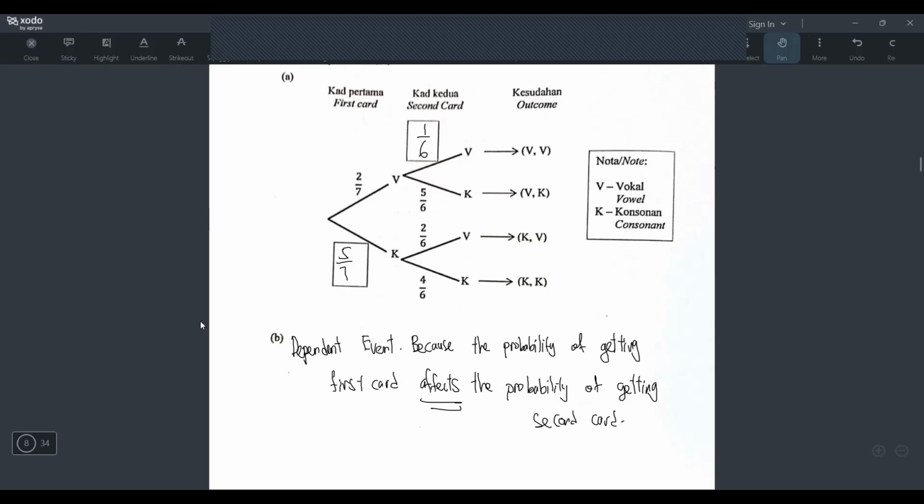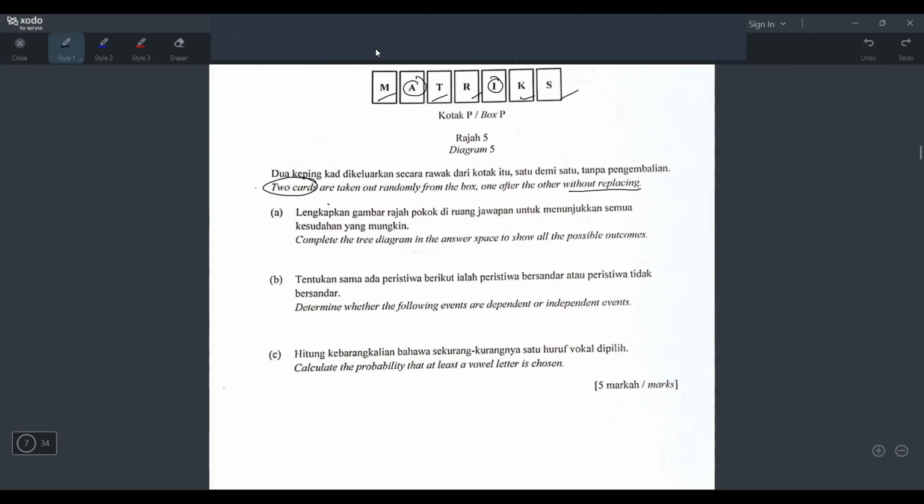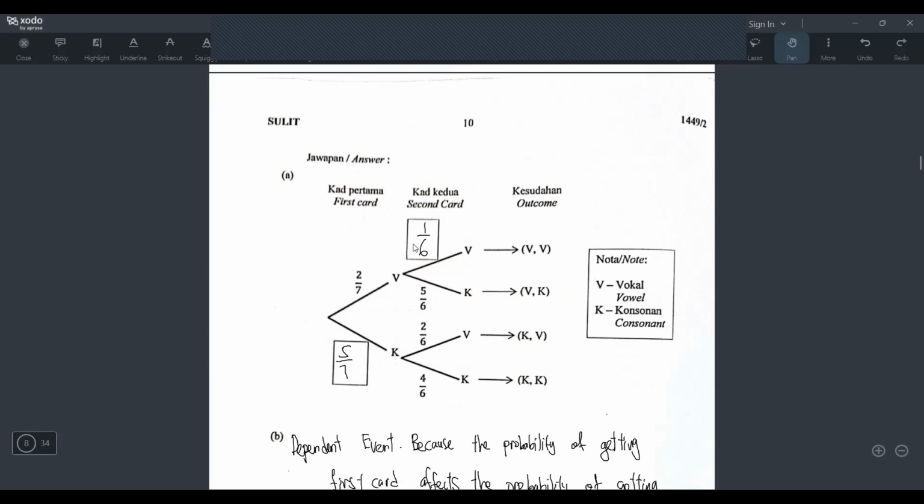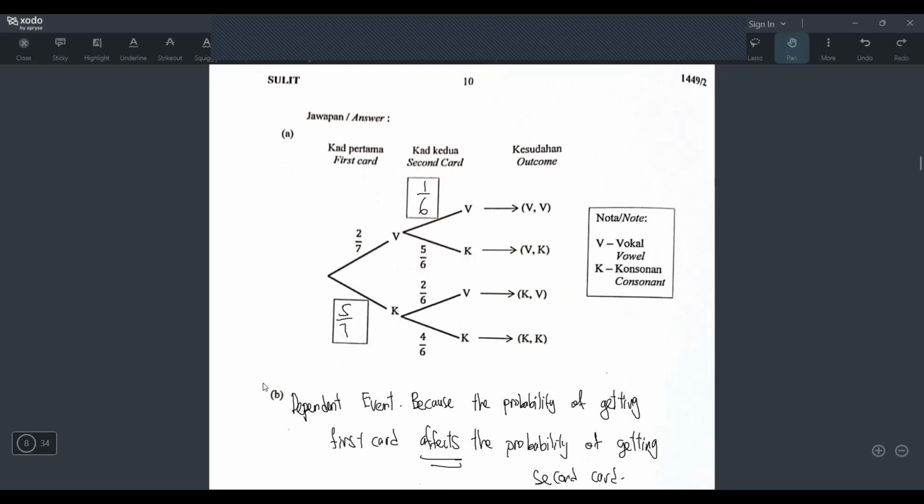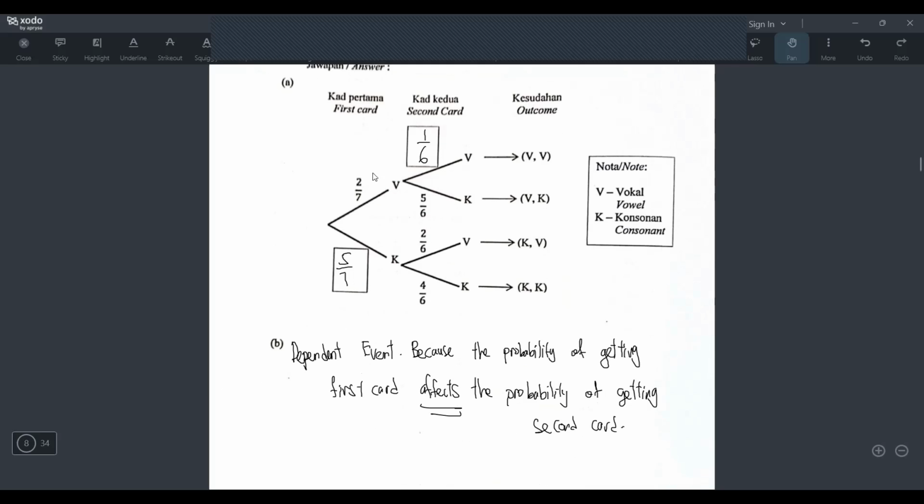And if I change this question, if I say with replacement, apa maksud with replacement? It means after I take my first card, saya ada letak balik. So in that case, what will be my total? First selection will be 2/7. Second selection will be 2/7 also, because with replacement. So if the first one is 2/7, the second one will be 2/7 also. With replacement, it will be independent because the probability of the first card does not affect the second card. I hope you understand.